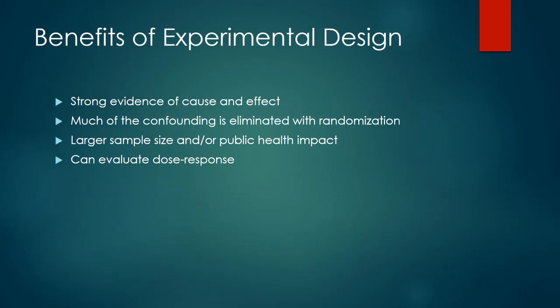So in summary, the benefits of an experimental study design are that it gives us strong evidence of cause and effect, largely because much of the confounding that we would worry about in an observational study is eliminated because we randomize. We can frequently use a larger sample size and have a larger public health impact than we could in an observational study. And we can look at dose response, so we could intentionally deliver different levels of exposure to evaluate whether or not the outcome increases along with the increase of exposure.